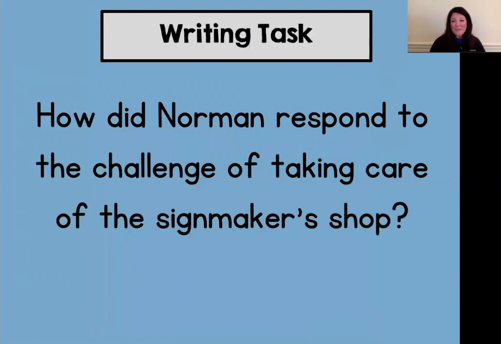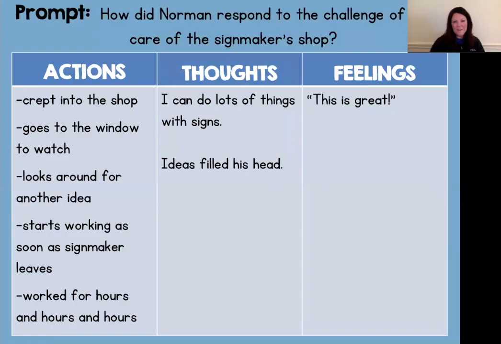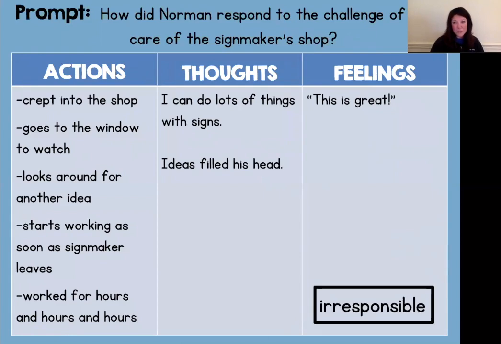All right, here's your writing task. How did Norman respond to the challenge of taking care of the sign maker's shop? Here's our note taker with all of our notes that we pulled from our text. Your prompts up at the top. I wanted to go ahead and add this word too to our note taker, the word irresponsible. You might be able to use it in your writing. If you can pause the video, go ahead and do that here and use our notes to help you write.